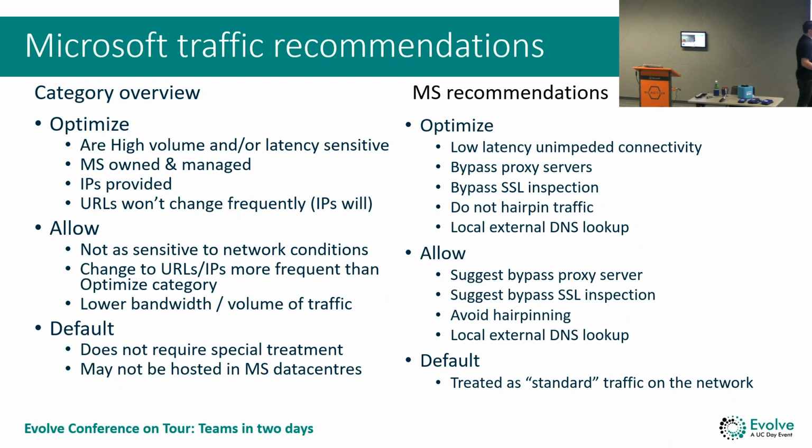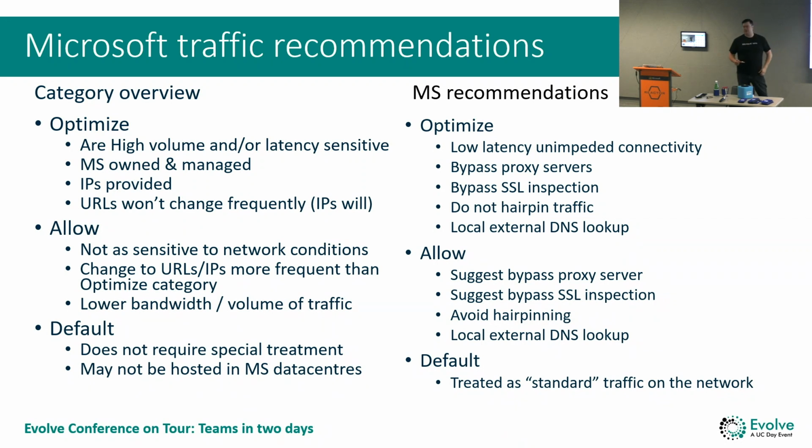On the optimized side, you can see here, it's pretty much do not touch that traffic. Get it out as quickly as you can. Don't do any SSL inspection. Don't have anything like Riverbed or Cisco WAN optimization if you can. Bypass your proxy servers and try and do local, external, or regional DNS lookups where you can. And generally all the stuff to do with Teams media, so stuff for meetings, stuff for calling, is going to be in that optimized category. If you have a look, that's what it will be classified as.